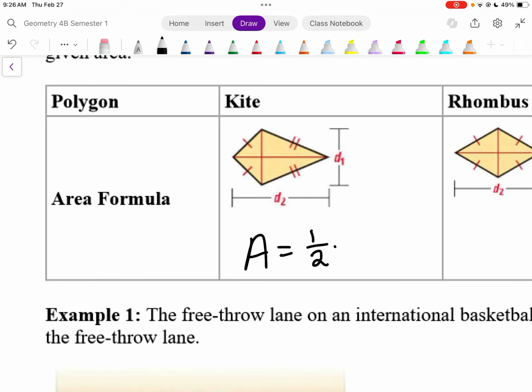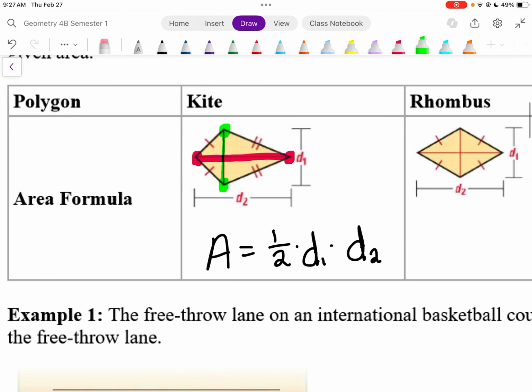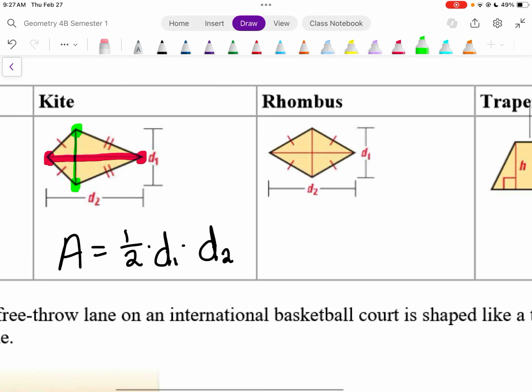1/2 times diagonal 1 times diagonal 2. So it does not matter which one you label diagonal 1 and which one you label diagonal 2. But you do want to make sure you are going the entire distance from one vertex all the way to the opposite vertex. So there's going to be a horizontal diagonal and then a vertical diagonal. Sometimes you're going to have to add numbers together to get that length, but you just, again, want to make sure you're using the entire length of that diagonal.